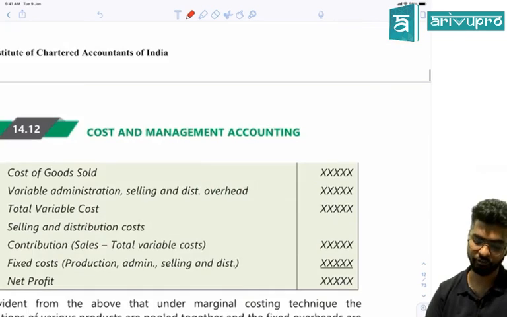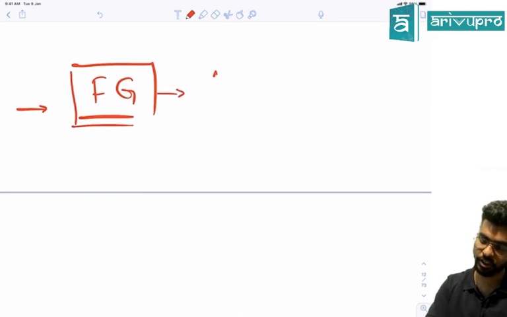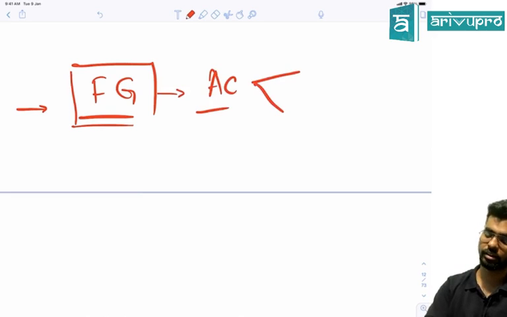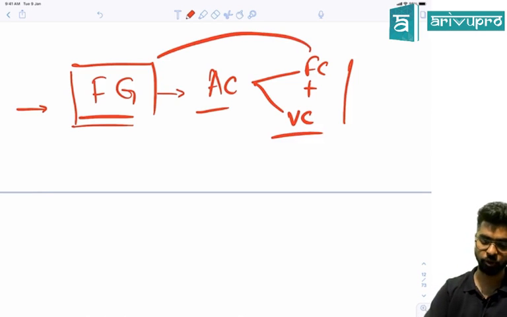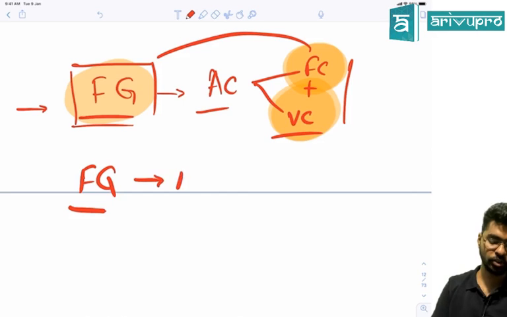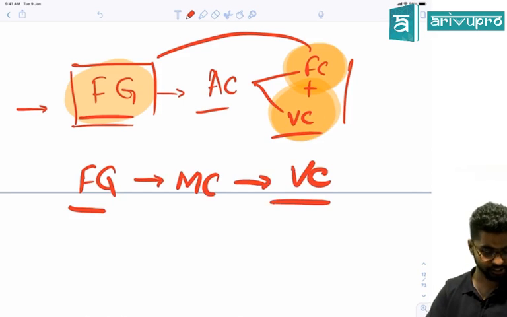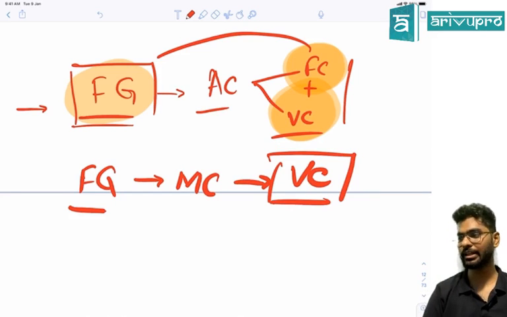The second part of the difference is, when I'm valuing my finished goods under absorption costing, the fixed cost plus variable cost per unit will be included. So your finished goods will have what? Both fixed cost and variable cost. Whereas finished goods under marginal costing, we know marginal costing is only the variable costing. Are you clear? Anyone, any doubt?